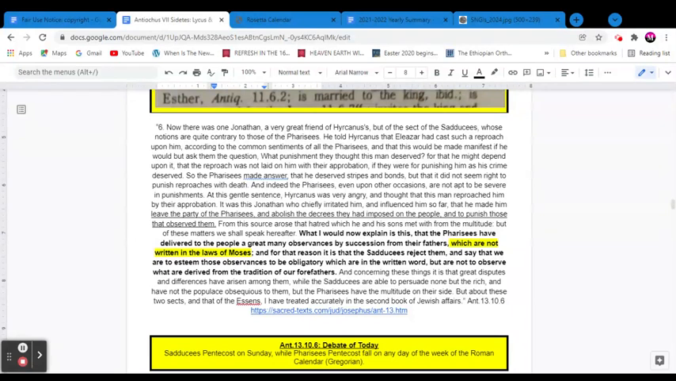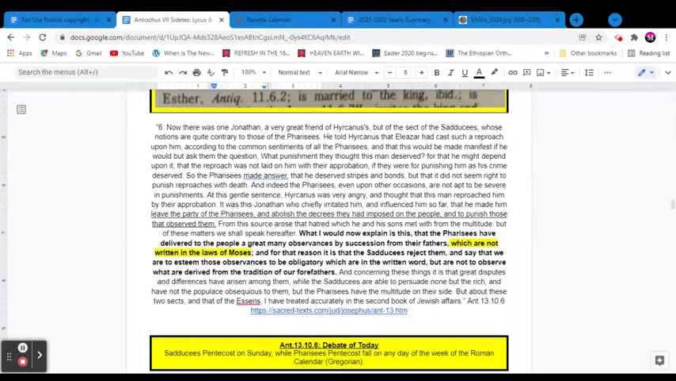He told Hyrcanus that Eleazar had cast such a reproach upon him according to the common sentiments of all the Pharisees, and that this would be made manifest if he would but ask them what punishment they thought this man deserved, for he might depend upon it that the reproach was not laid on him with their approbation, if they were for punishing him as his crime deserved. Doesn't that sound familiar, of what the Messiah was saying to them in the gospel? Okay, but let's keep reading.